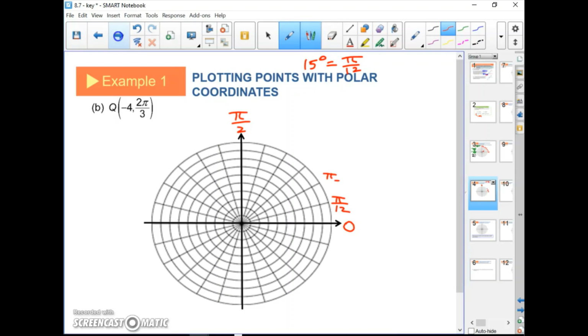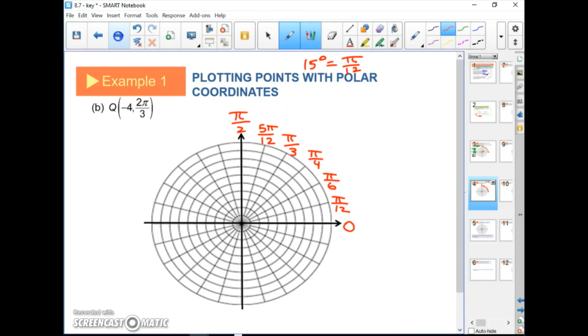2 pi over 12 reduces to pi over 6. And 3 pi over 12 reduces to pi over 4. And 4 pi over 12 reduces to pi over 3. And 5 pi over 12 doesn't reduce. And then 6 pi over 12 is pi over 2. And so I'd probably start with that in radians.